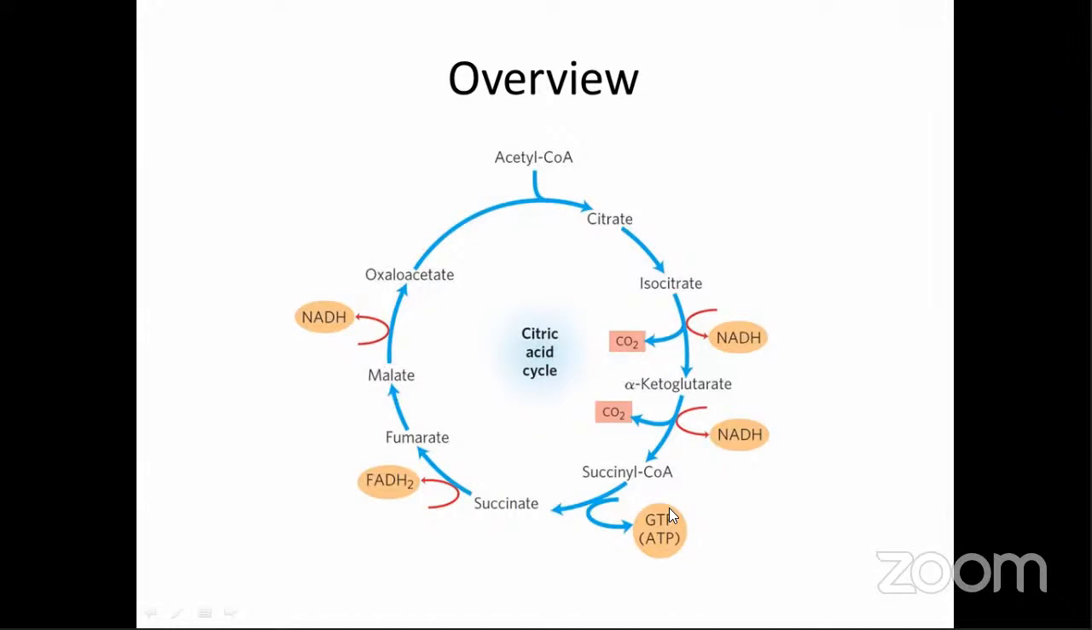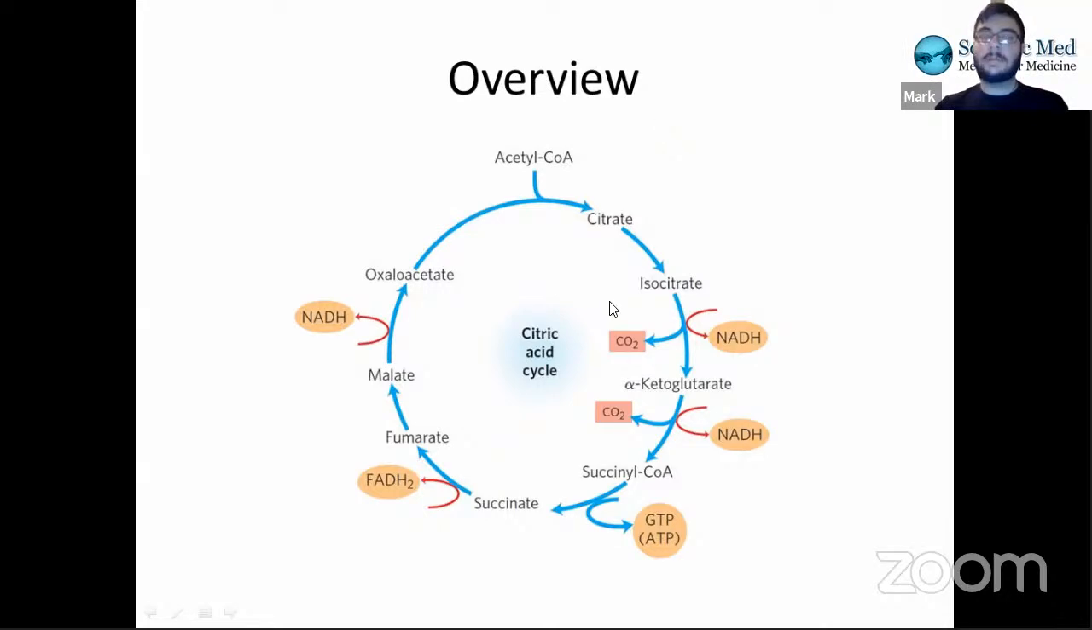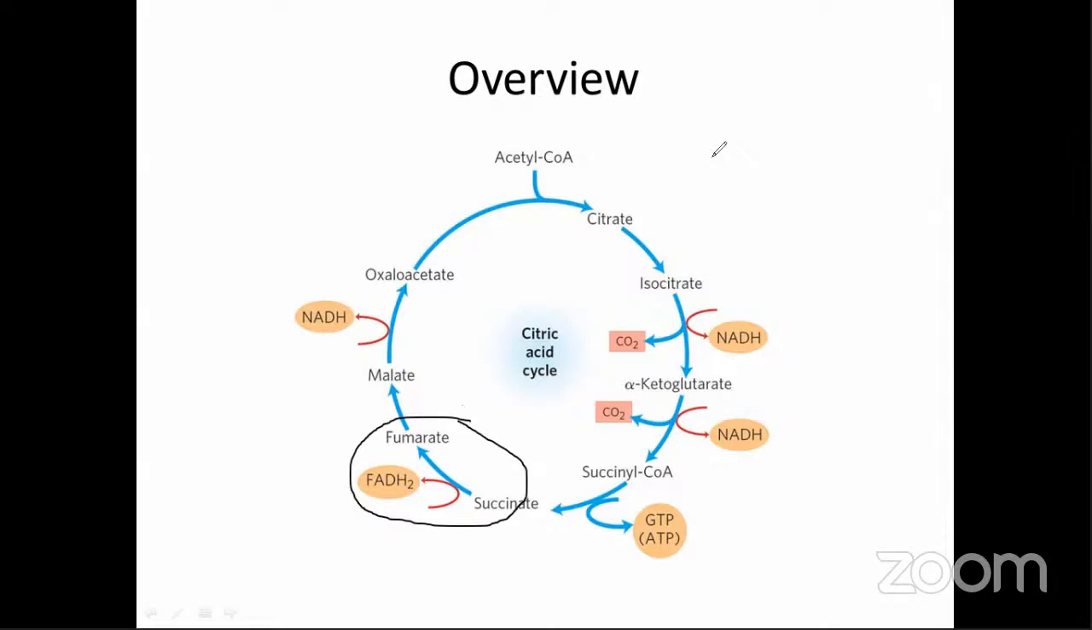And where is this going on, in the matrix or in the inner membrane? This happens, like I mentioned, mostly in the matrix, but specifically for this step, the enzyme is actually in the membrane, because it's also part of the electron transport chain. In the inner mitochondrial membrane, okay, yeah.